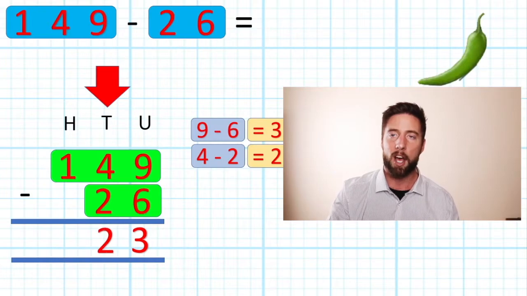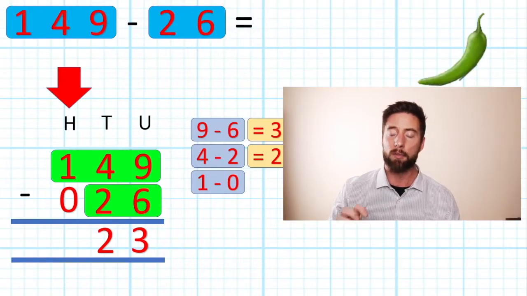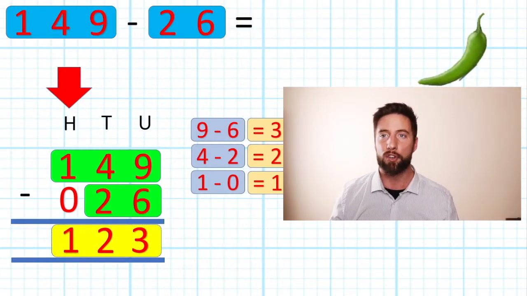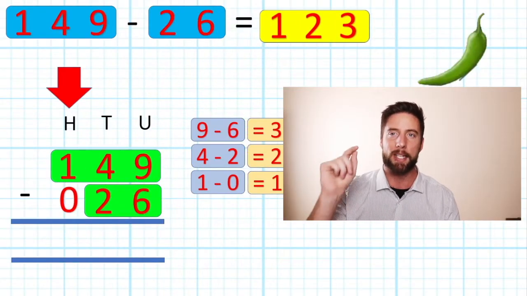Move across, last time, look at my hundreds column. I've got 100, subtract nothing there, or a 0, 0, 26. So 1 subtract nothing is 1. My answer, 123. 149 subtract 26, 123.